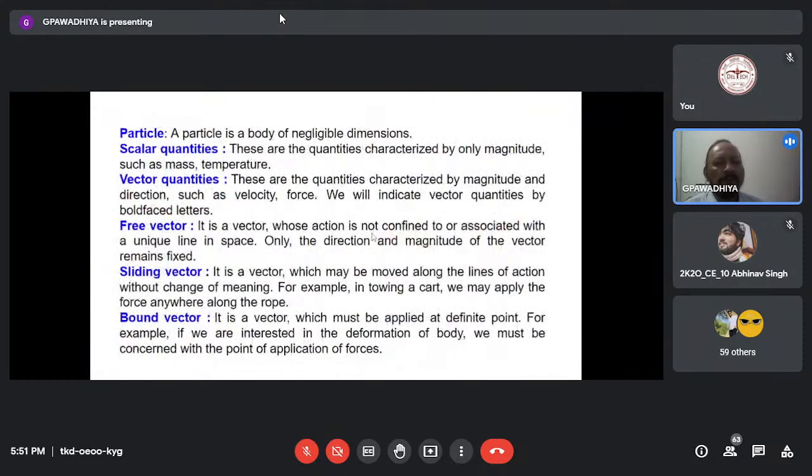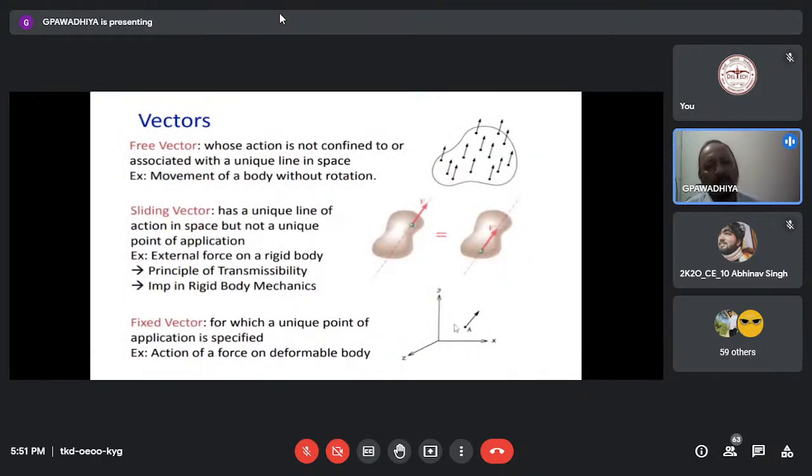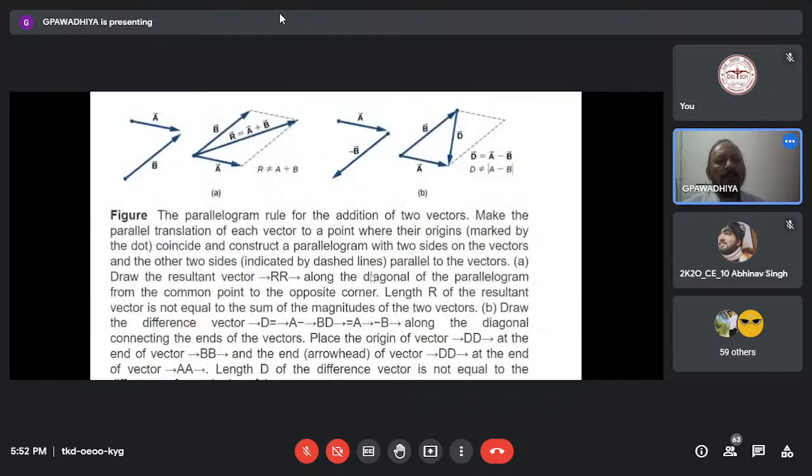Another vector here is the bound vector. A bound vector has a fixed point of application, like A here. So this is a fixed vector or a bound vector, which is bounded with a point of application. That is the definition of free vector, fixed vector, and sliding vector.